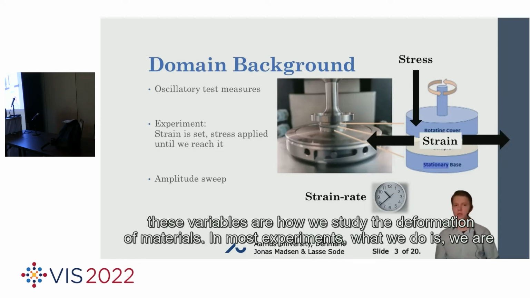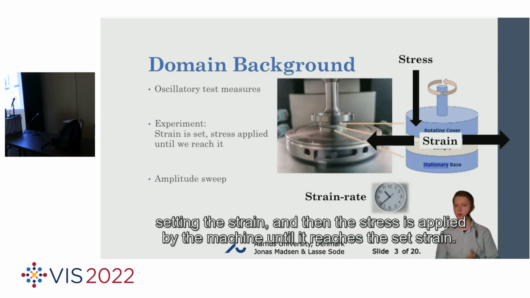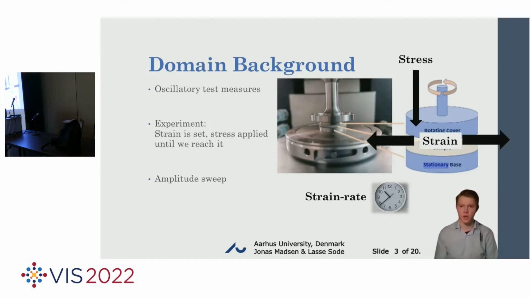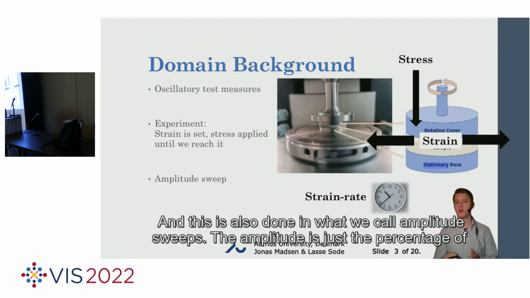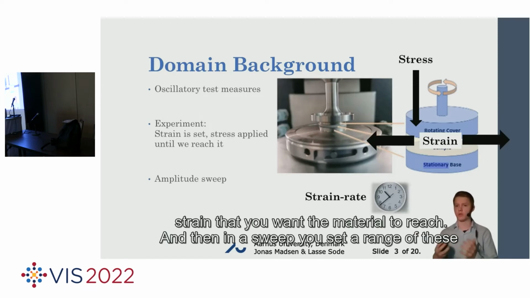In most experiments, we set the strain, and then the stress is applied by the machine until it reaches this set strain. And this is also done in what we call amplitude sweeps. The amplitude is just the percentage of strain that you want the material to reach.